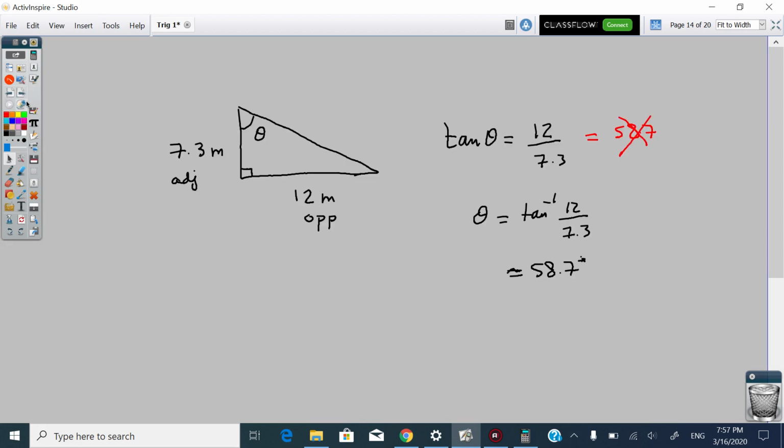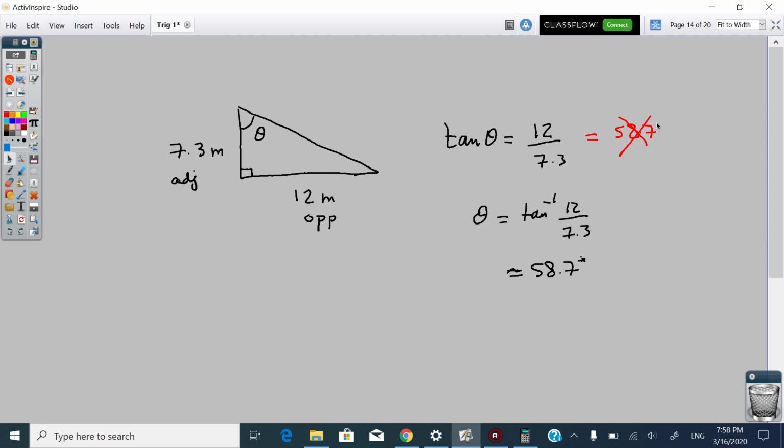Let's take another example. If this angle is theta, this side is 12, this side is 7.3, and the units are both in meters. They could both be in centimeters, it doesn't matter because it's a ratio. As long as the units are the same, then the ratio is the same. As far as this theta is concerned, the 12 is the opposite and the 7.3 is the adjacent. Obviously we're talking about the tan. So tan theta is 12 over 7.3.